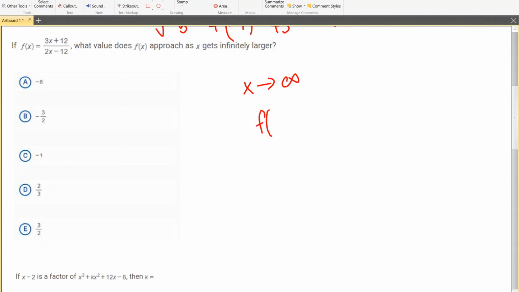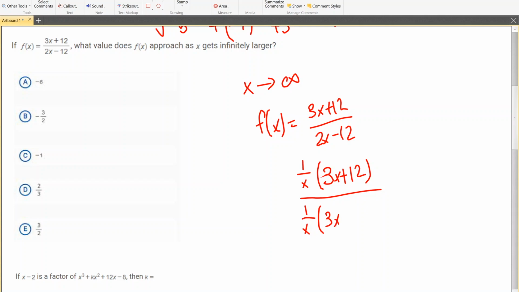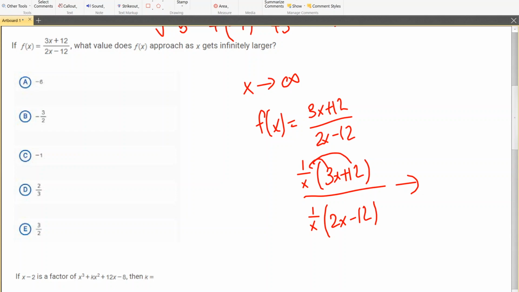So if we rewrite this down here, we want to remove this x from 3 over 2. So if we multiply by 1 over x or divide by x on both the numerator and the denominator, we will get, just distribute them across, 3 plus 12 over x over 2 minus 12 over x.